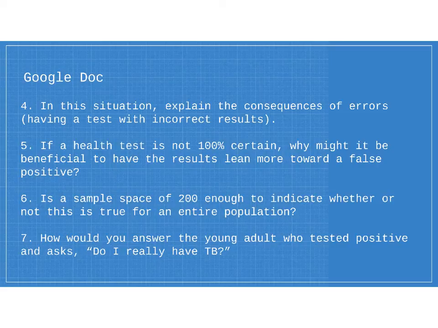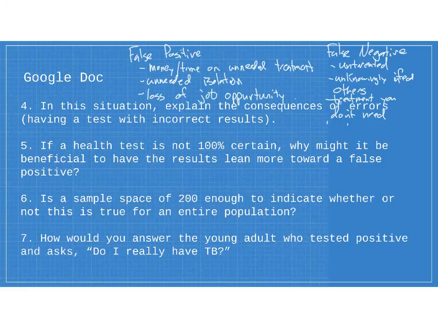Number 4, how would you answer the young adult who tested positive and asked, do I really have TB? So what you need to do is go back and look at the tree diagram. As you look at the tree diagram, how often is there a false positive? What's the odds of a false positive? How many false positives were there? 62 false positives out of how many total people? How many total people were tested?